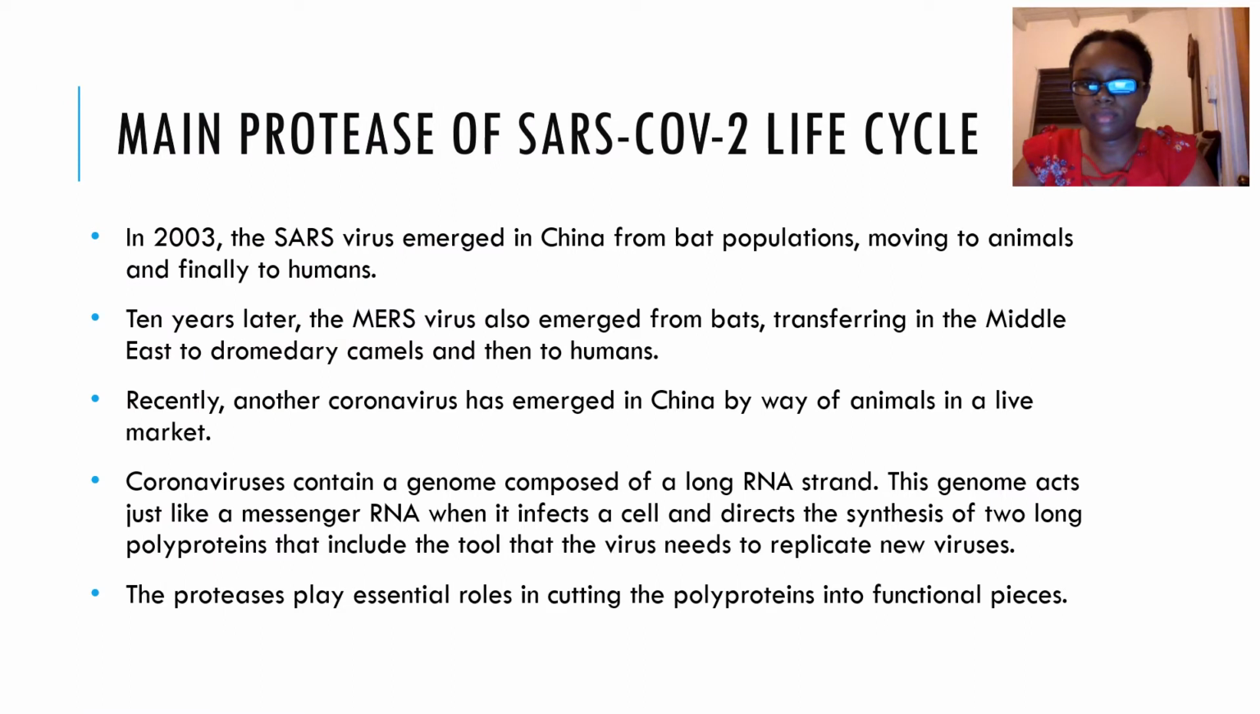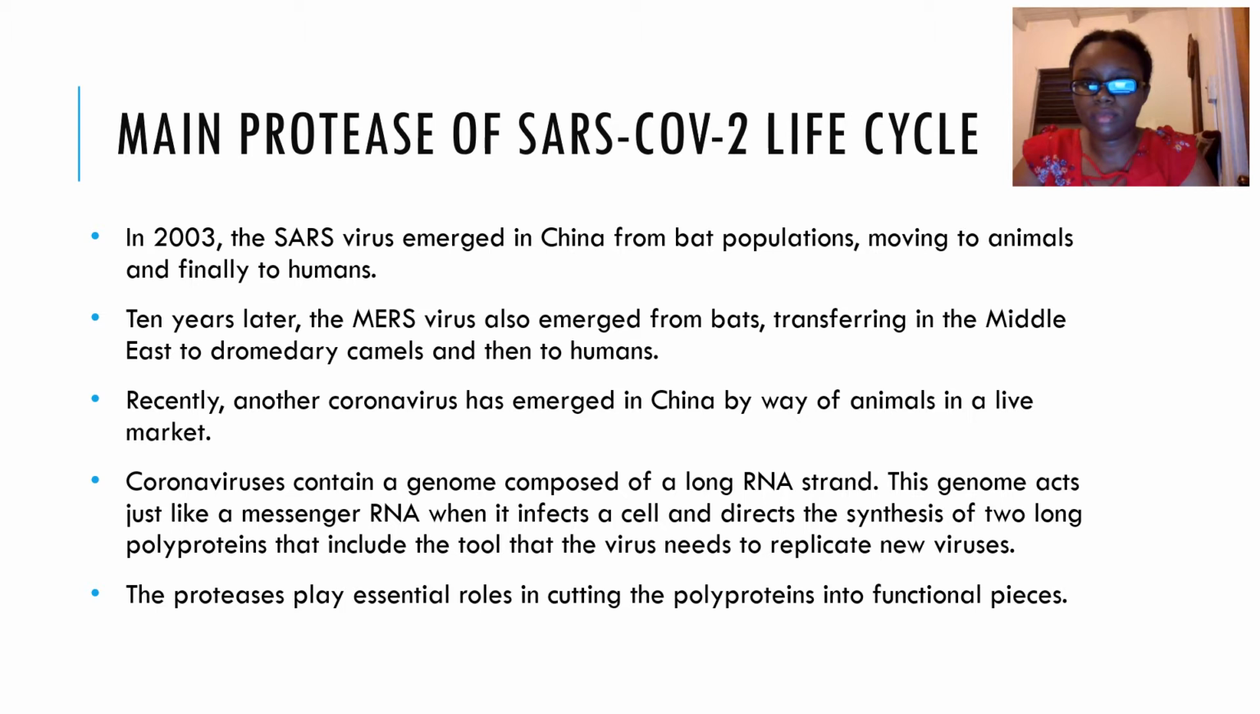SARS-CoV-2 life cycle. In 2003, the SARS virus emerged in China from bat population and moved to animals and finally to humans. 10 years later, the MERS virus also emerged from bats, transferring in the Middle East to camels and then to humans. Recently, another coronavirus has emerged in China by way of animals in a live market.